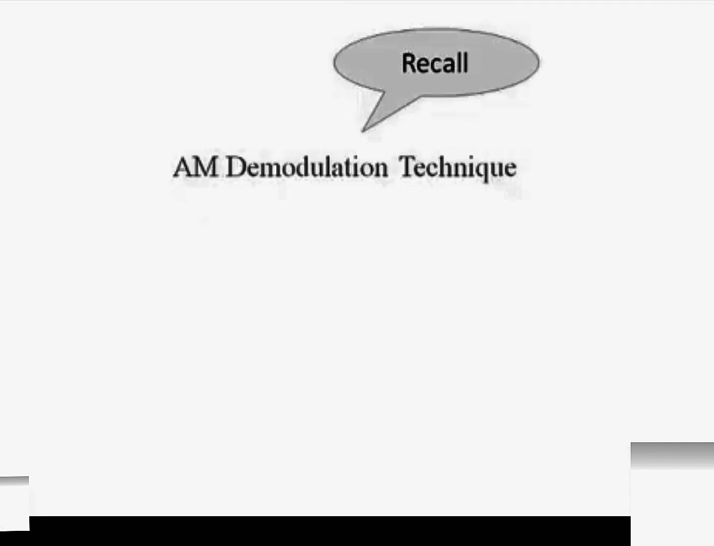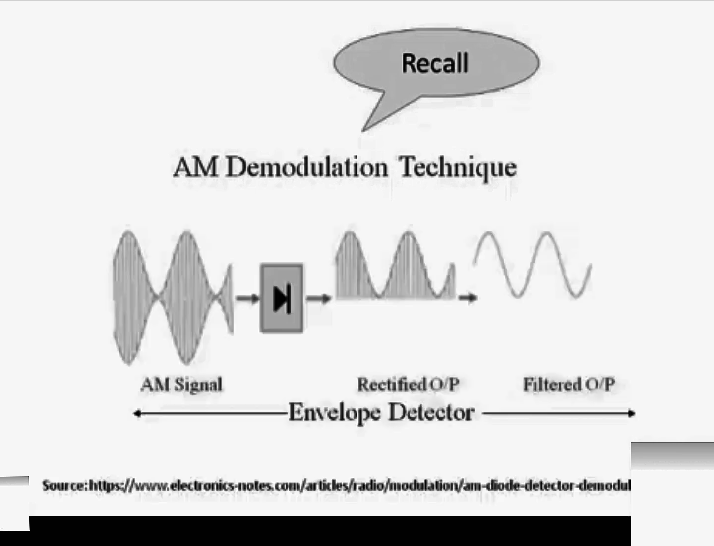Demodulation is a process of extracting the original information signal from the modulated carrier signal. Before moving ahead, pause the video for a few seconds and recall how an AM signal is demodulated. Thus, we can see that in AM demodulation techniques, an envelope detector is used which gives the rectified output consisting of only positive pulses, which are further applied to a low pass filter to get a smooth demodulated signal.